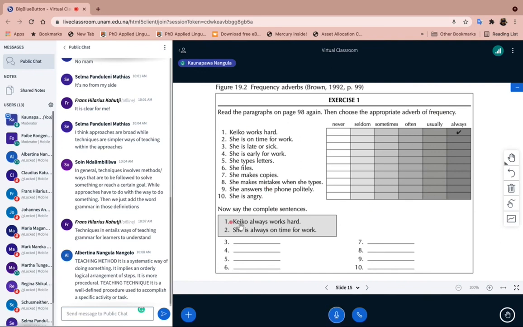So for example, we have got Keiko always works hard, because they have ticked that. And then the next one, she is always on time for work, because they have ticked always. And then they write all these other sentences using the frequency within the sentence. Does that make sense? Is that clear?